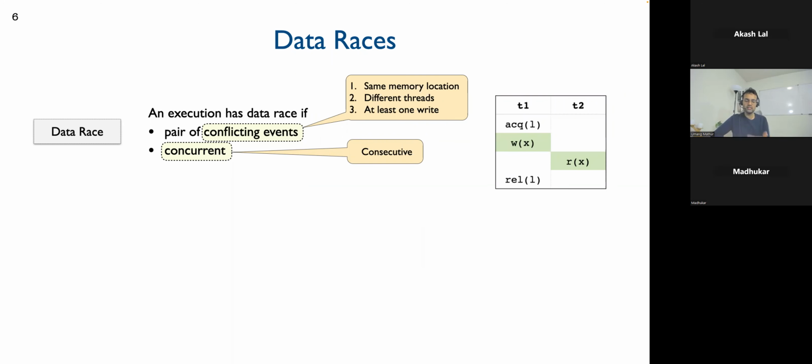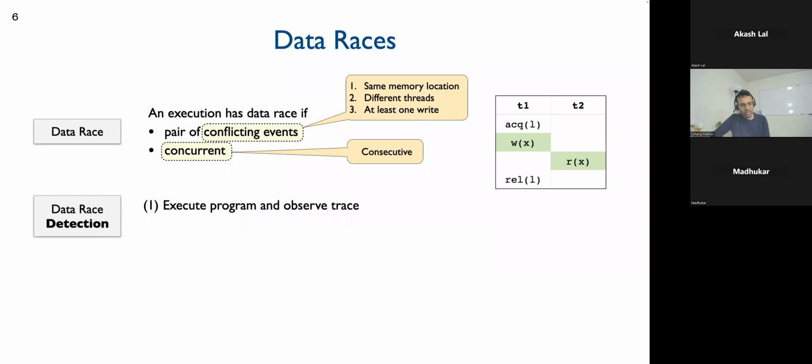And here is an example. This is an execution of 4 events. As you can see, the second and the third event are conflicting events, and they're consecutive. So this execution has a data race. And when an execution has a data race, we also say that the program that generated the execution also has a data race. With this definition, detecting data races admits a very simple algorithm, right? You execute the program, you observe the trace, and then you check if the data race exists in the observed trace.